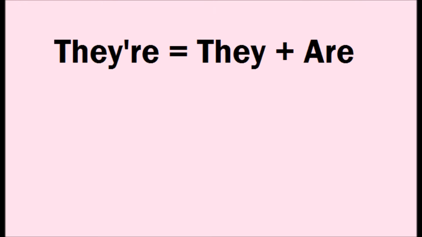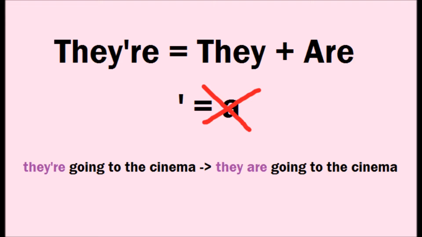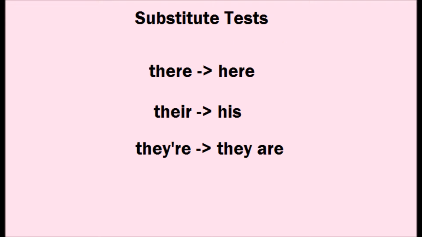The final there is a combination of the words they and are: "they're going to the cinema." The apostrophe basically stands in for a letter that has been taken out, in this case, the letter A. You can simply test this by replacing it with "they are," "they are going to the cinema," which still makes sense. So here are the rules of substitution for each one.